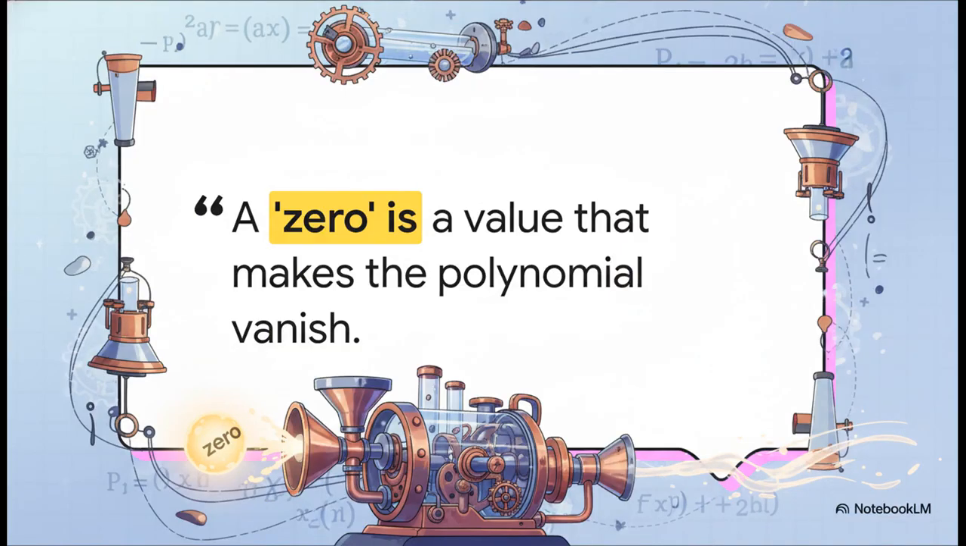Let's just forget the technical jargon for a second. Think of a zero as a magic number. You feed it into your polynomial machine, hit go, and poof, the whole thing just turns into zero.